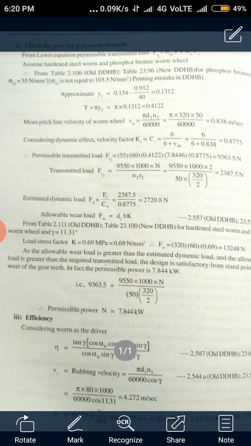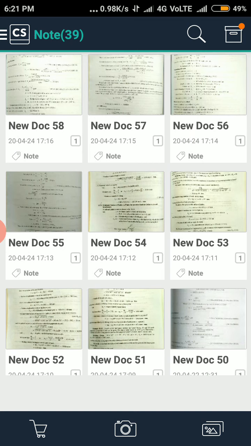Next, the pitch velocity of the worm wheel, Vm equal to pi d2 n2 divided by 60,000. So you get 0.838 meter per second. The velocity factor for worm gear is the same equation, Cv equal to 6 by (6 plus Vm). So you get 0.877. Then substituting all the values, the tangential tooth load Ft2 is equal to 9363.5 Newton.